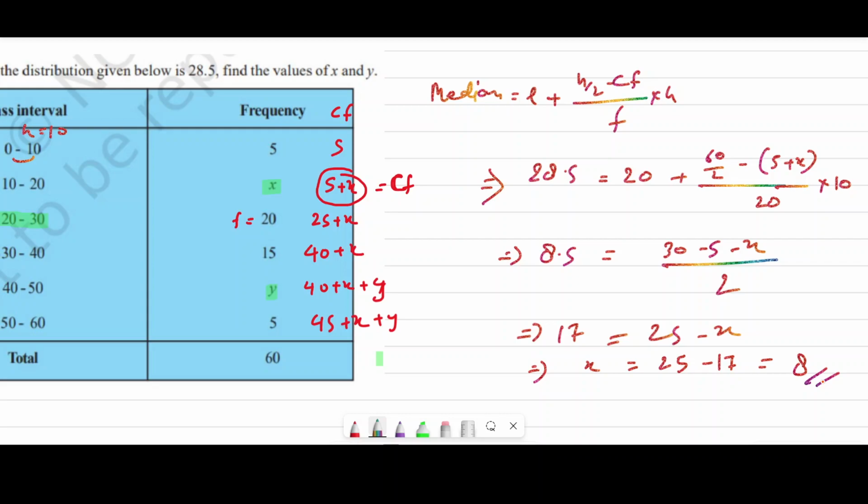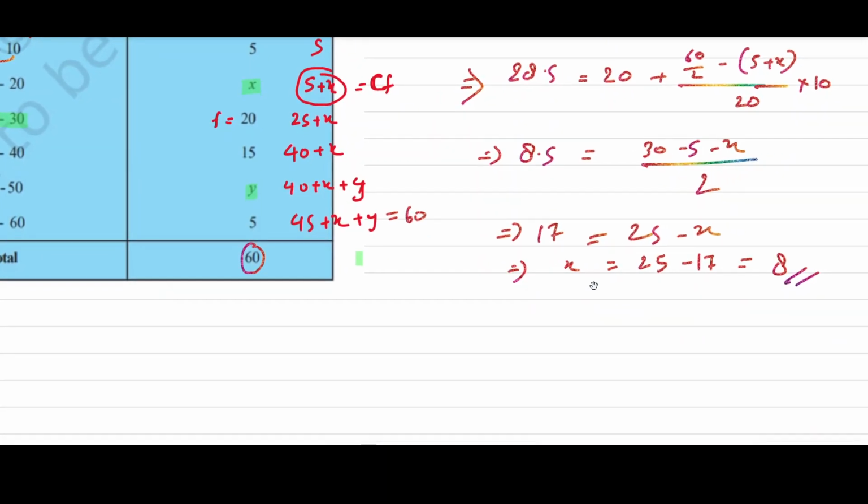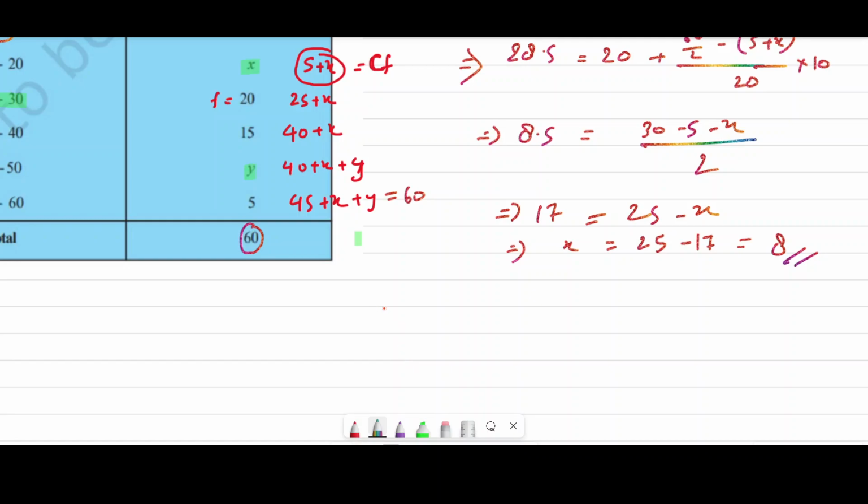Clear? Now what will be the value of y? That is the question. Now we know this 60 is equal to this 60. Clear? If we add, the last value will be the total number of frequency. Now this is 60, so put the value of x here, then we will get the value.